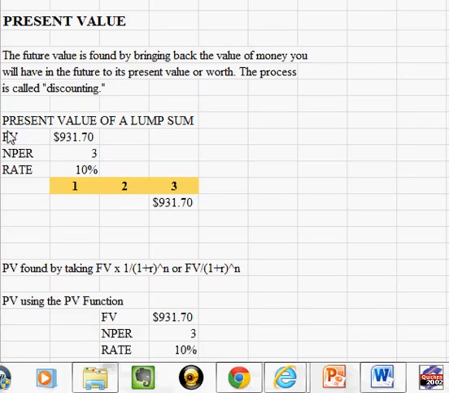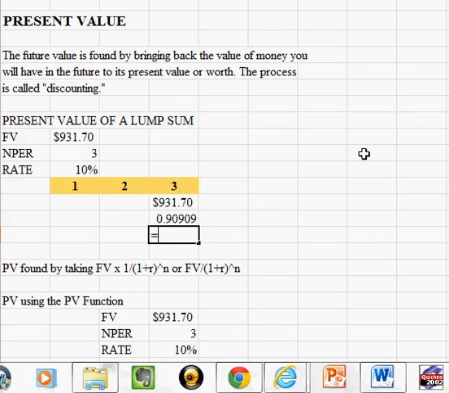So we're going to take the $931.70 and discount it back and show the present value of that would be $700. Our formula this time for our discount factor is going to be equals 1 divided by 1 plus the interest rate, so in this case 10%. So we're going to take 1 divided by 1.10 and we'll find a discount factor. Again, the 1 is representing the main amount of money, and the 10% is the discount factor.